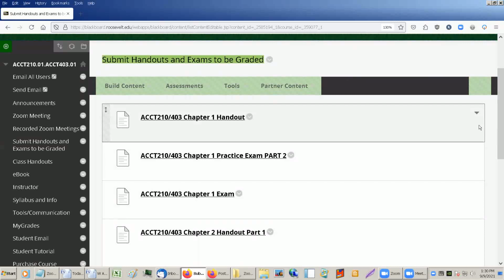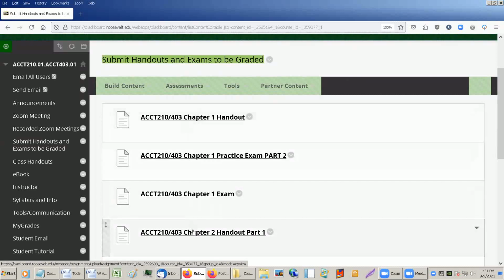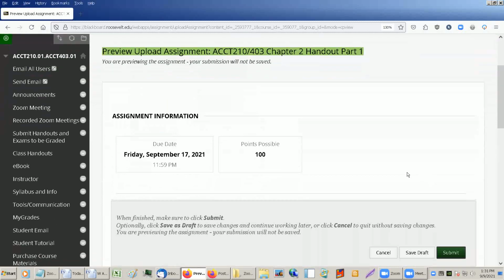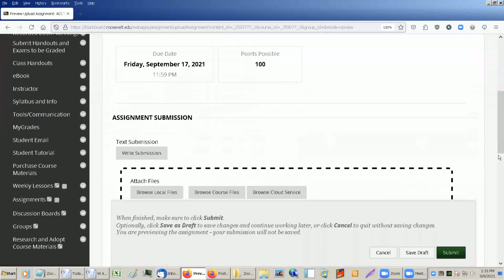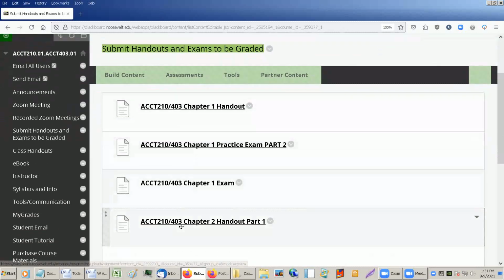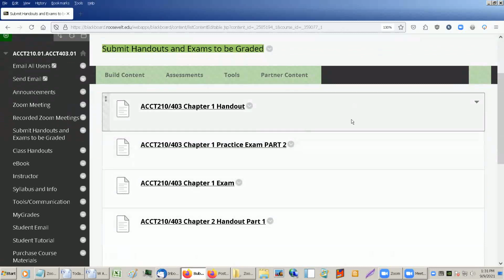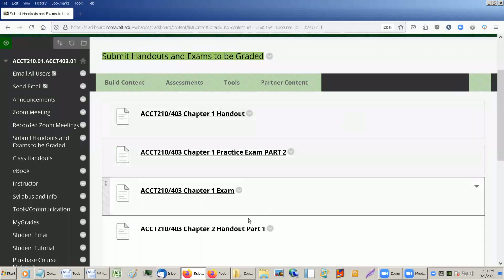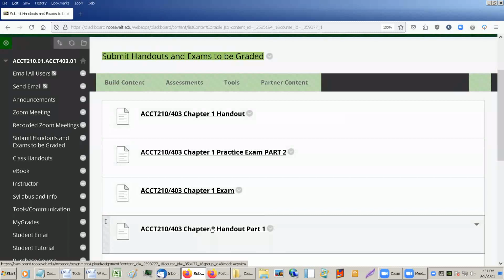So anyway, when you submit things here, it shows the due date. If you're ever wondering what's due, if you click on these, it'll tell you what needs to be done. And it basically comes out of the handouts too.